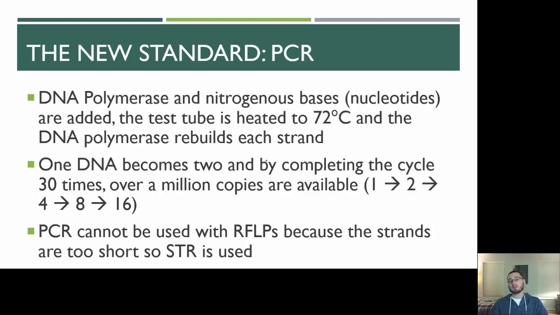So one DNA then becomes 2, and by completing the cycle 30 times, over 1 million copies are available, because 1 becomes 2, 2 becomes 4, 4 becomes 8, 8 becomes 16, 16 becomes 32, and then after 30 times of doubling everything up, you're going to end up with 1 million copies.